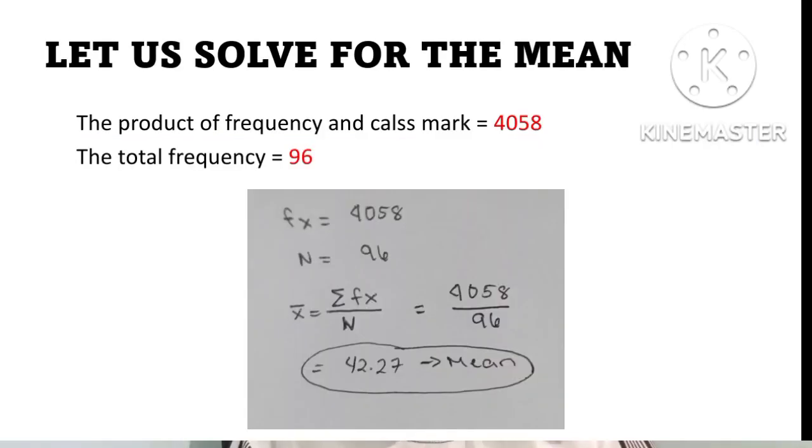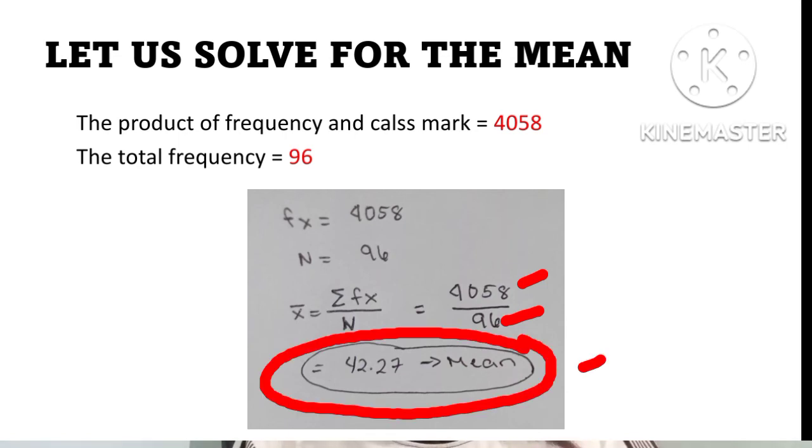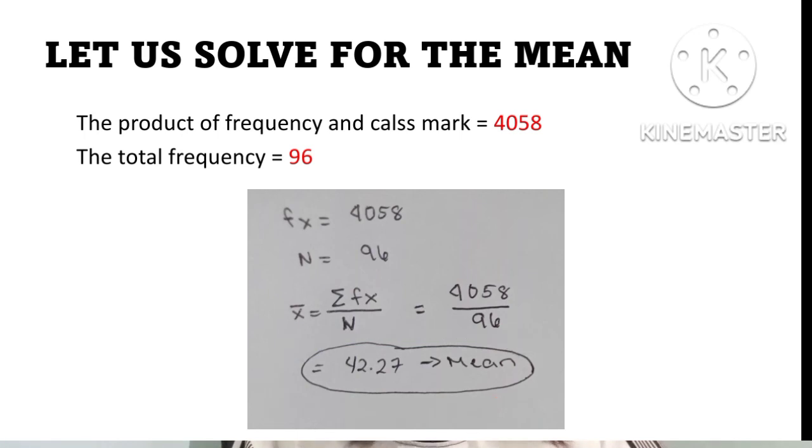Let us now solve. We have 4058, which is the sum of the product of frequency and class mark. Then we have 96, which is the total frequencies. 4058 divided by 96 is equal to 42.27. Therefore, the mean is 42.27.